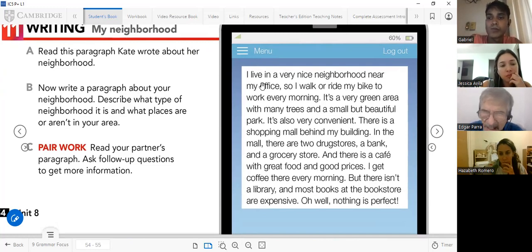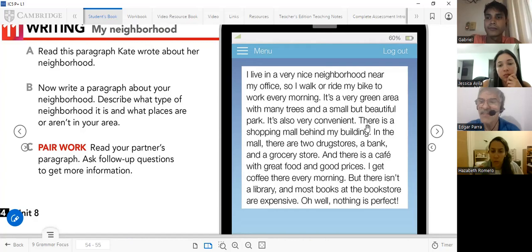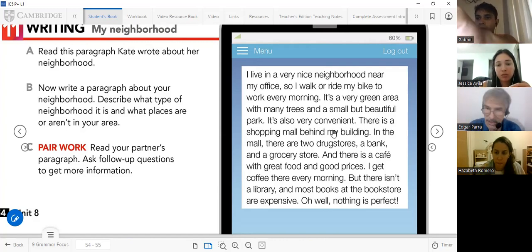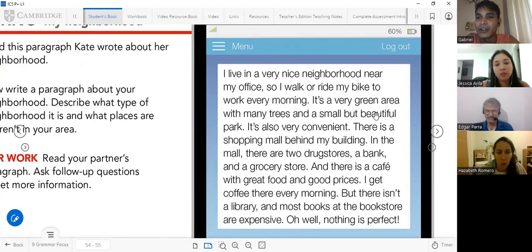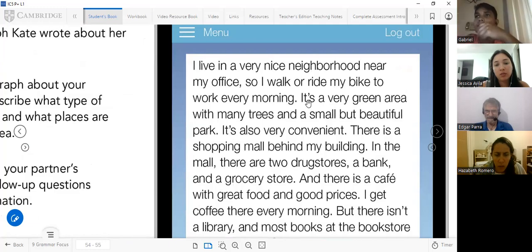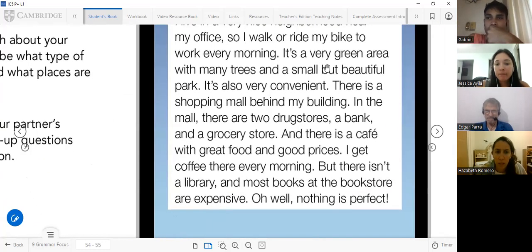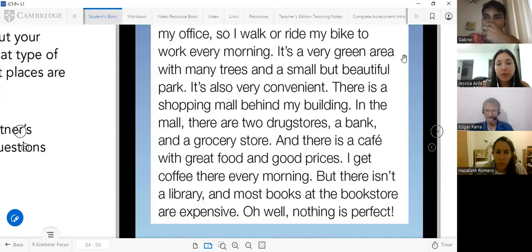Okay, can you please read, Hassa, up to here, the first sentence, and then you read the second, Jessica, and then you read the next, Gabo. One sentence each. Hassa, would you please start? I live in a very nice neighborhood near my office. So I walk or ride my bike to work every morning. Okay, continue, Jessica. It's a very green area with many trees and small but beautiful parks.